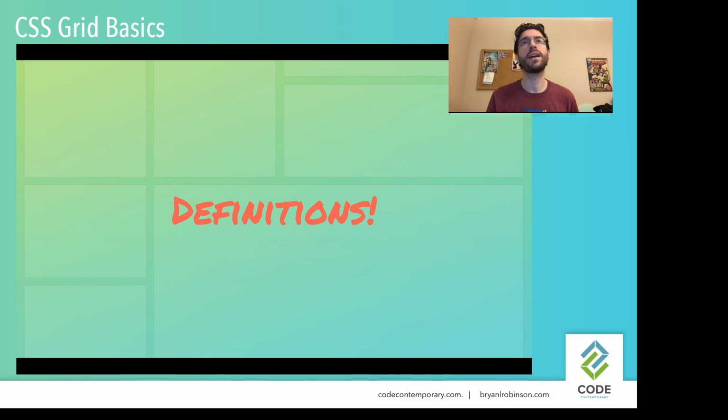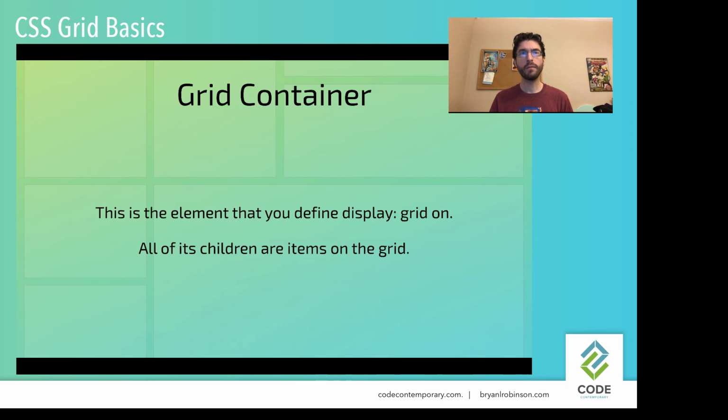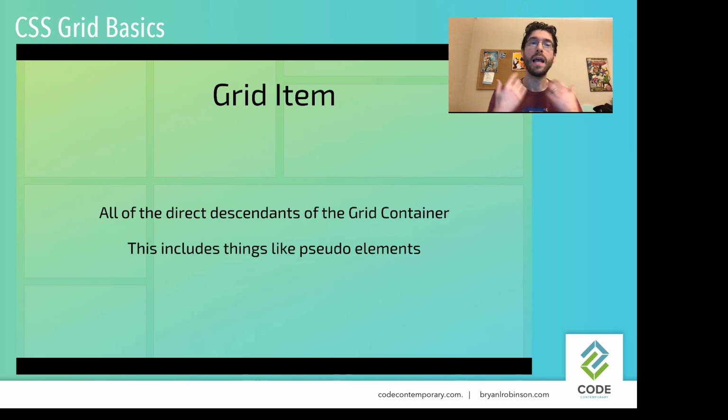So we have to talk about some generic terms so that we're all working from the same vocabulary first. First, this is kind of the more obvious one: the grid container is what we're actually going to define display grid on. It's going to allow every child inside of it to become a grid item. A grid item is simply every element inside that's a direct descendant of the grid container. This includes even things like pseudo elements. So if you put an after element on your grid container, you will actually have that in line as one of your grid items.